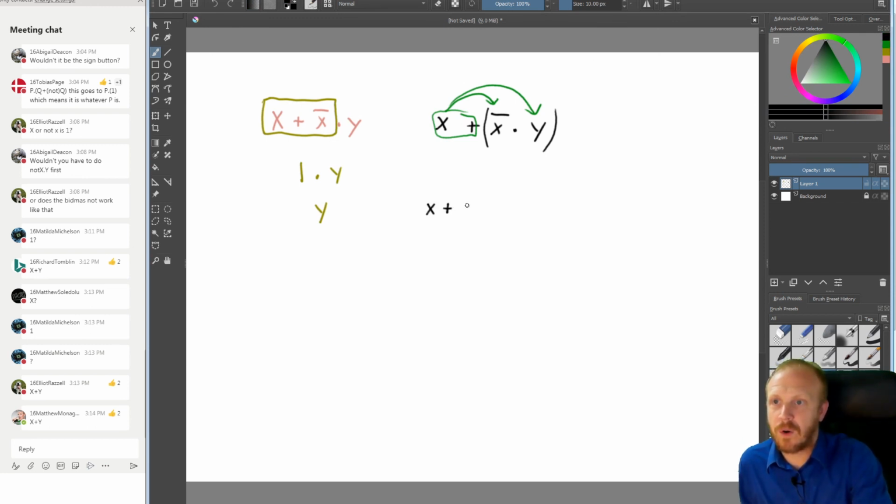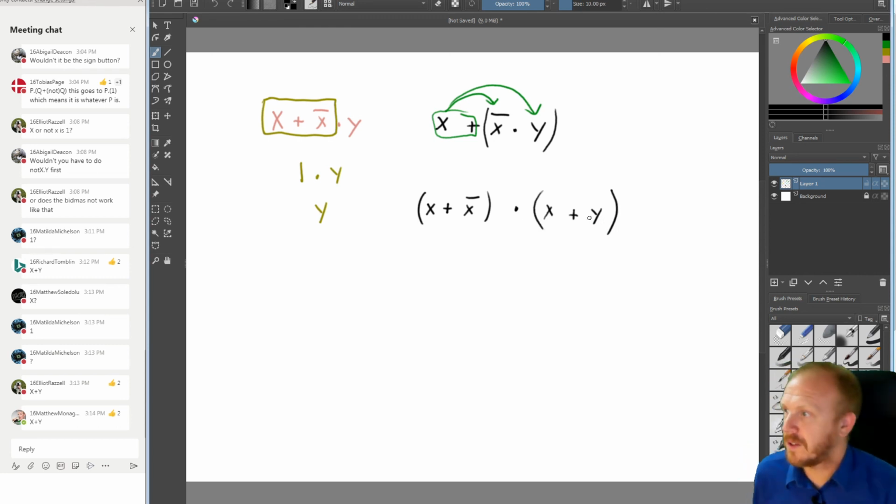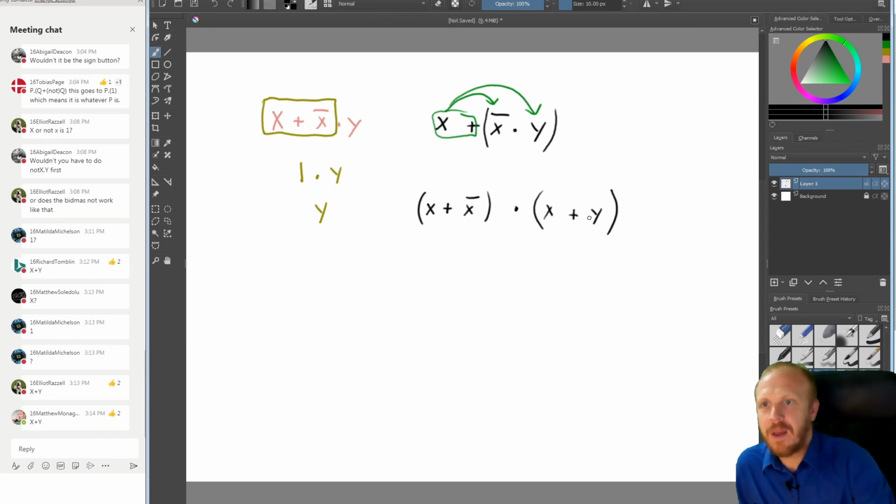X or X bar, and X or Y. That's the first step. That's the big step. If you get that right, from this point it's a little more straightforward. That's the bit where people will slip up. It's a shame it's the first step.